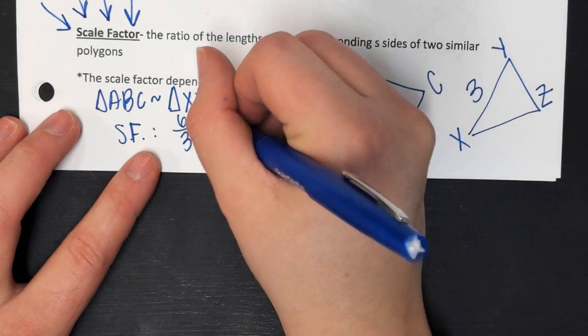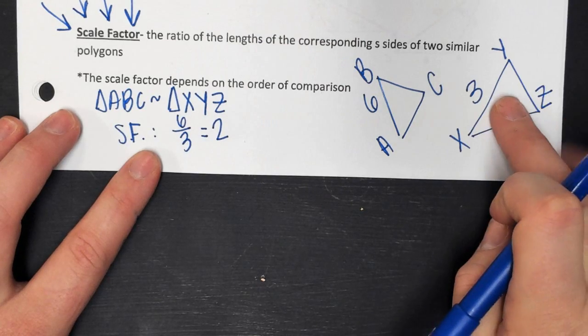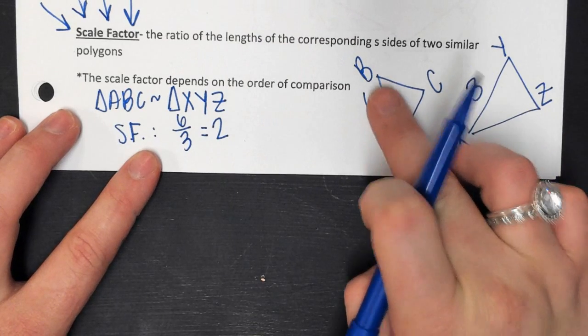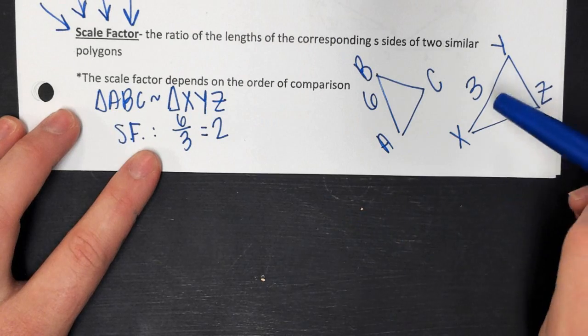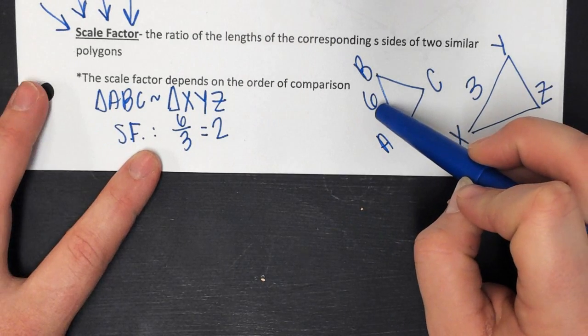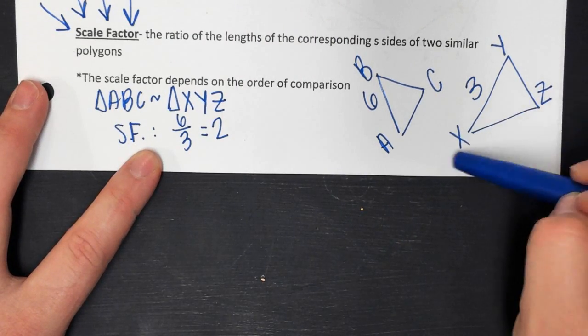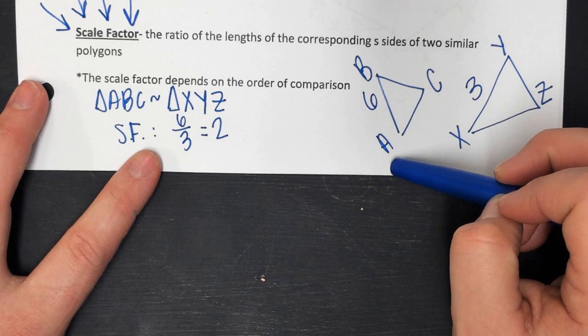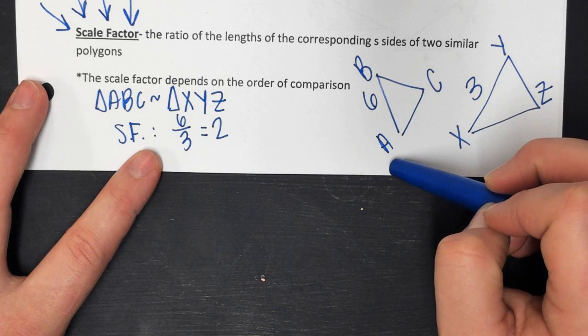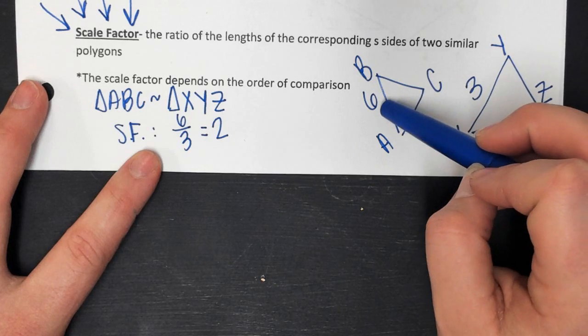6 over 3 is 2. So this one increases by 2 to get here, right? 3 times 2 is 6. The ratio from this XYZ triangle to ABC, the scale factor, is 2. 3 times 2 is 6.